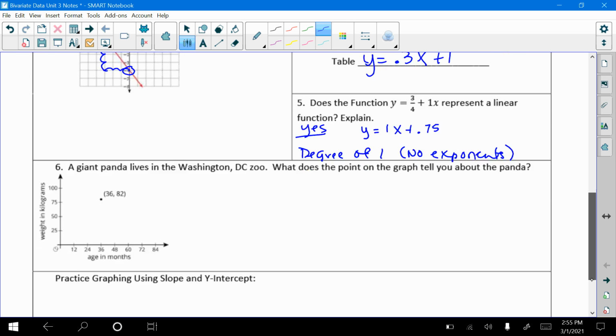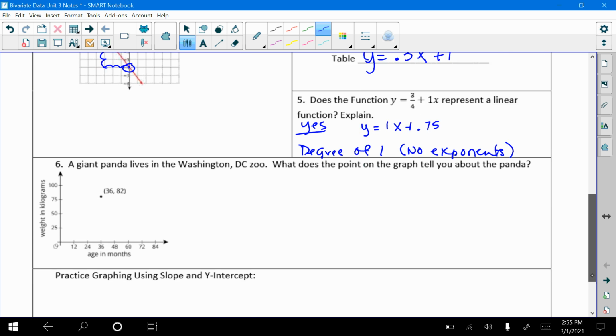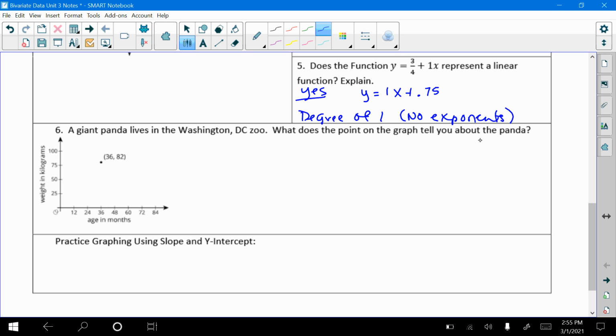The next problem that we have on this warm-up is the giant panda. He lives at the Washington, D.C. Zoo. And what does this point on the graph tell us about this panda?